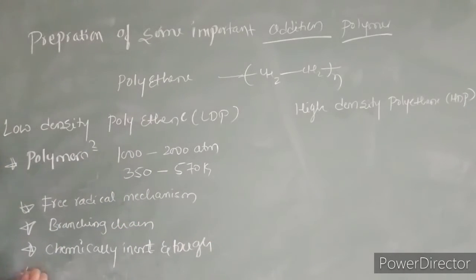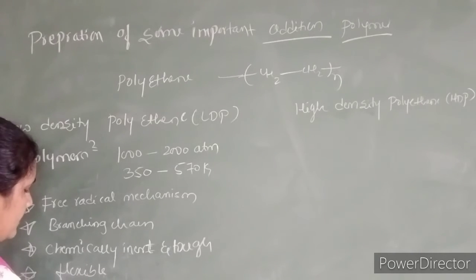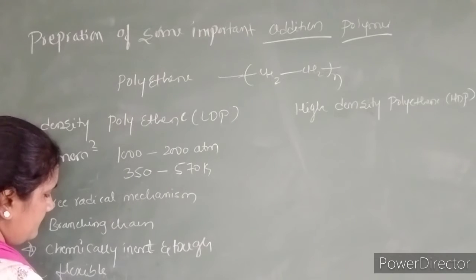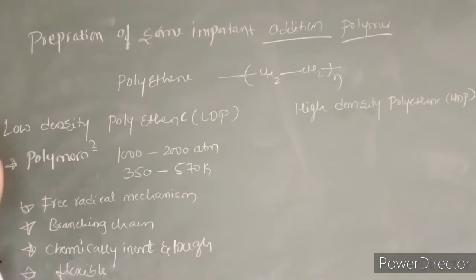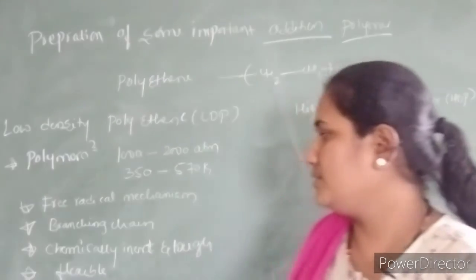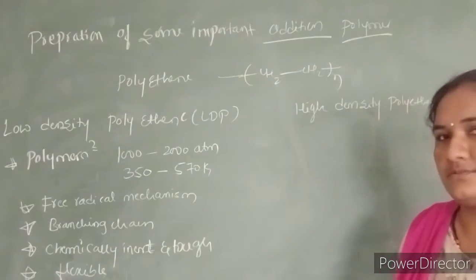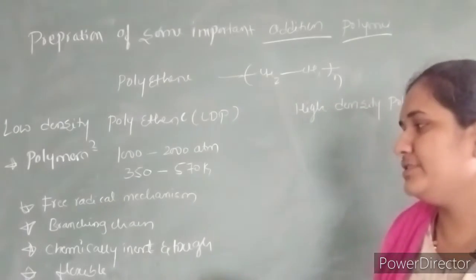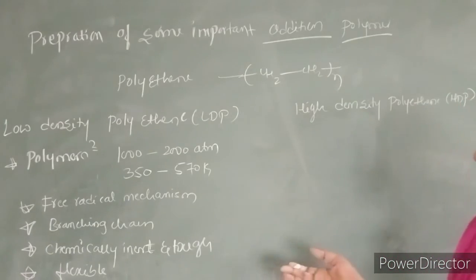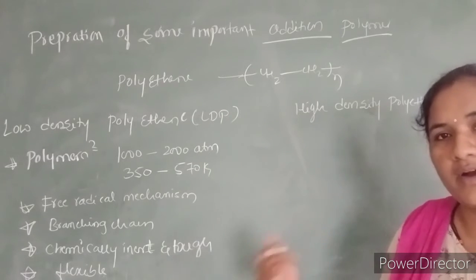The main important property is flexibility. Since it is used in electrical insulating materials, because it is not able to conduct electricity properly, we can say it is a poor electrical conductor. So because of this reason, since it cannot conduct electricity properly, we can use it in the preparation of electrical insulating materials, and due to its flexibility we use this polyethylene in the preparation of wires.